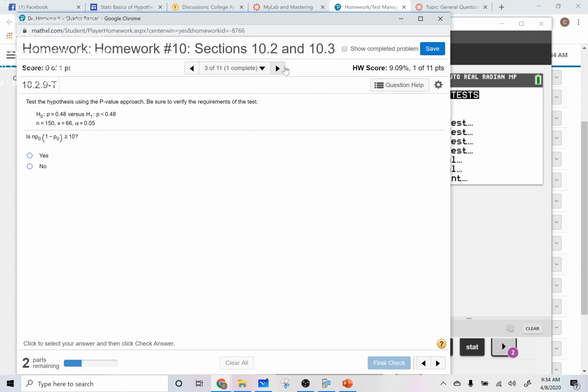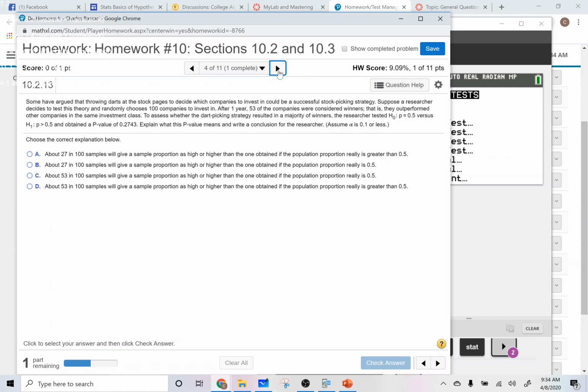So this one's obviously a proportion. Again, you'll do the same things we did a minute ago. Just make sure you test this. Do n times p naught, and n times 1 minus p naught. This one is p is greater than 0.5 and obtain the p-value of 0.27. So alpha is probably smaller than that. It usually is. So just go through that, figure that answer out. I think you guys will understand it.